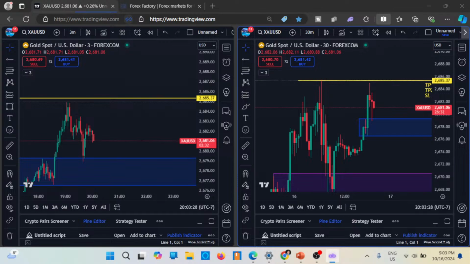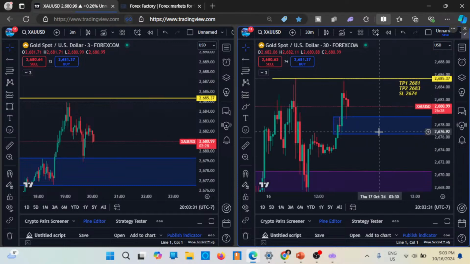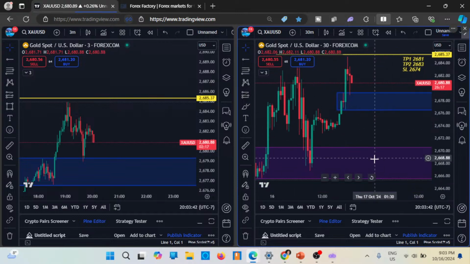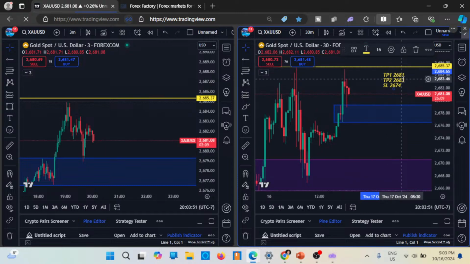Okay, so I just entered a sell on gold. TP number 1 is at 26.76. Number 2 is at 26.73. Number 3 is at 26.70. So I'm going to just write down this target here.